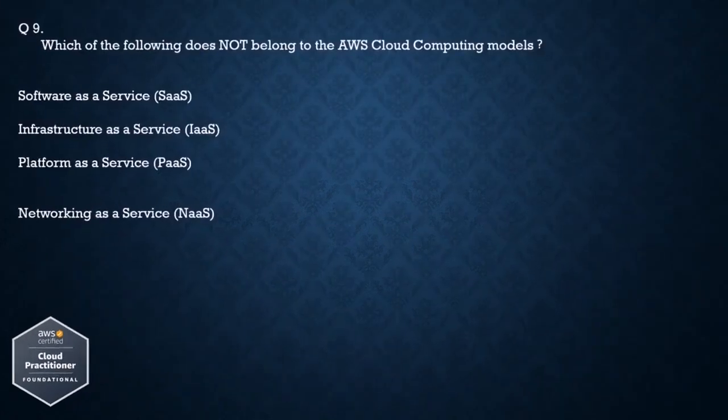Question number 9. Which of the following does not belong to the AWS Cloud Computing models? Software as a Service, SaaS. Infrastructure as a Service, IaaS. Platform as a Service, PaaS. Networking as a Service, NaaS.